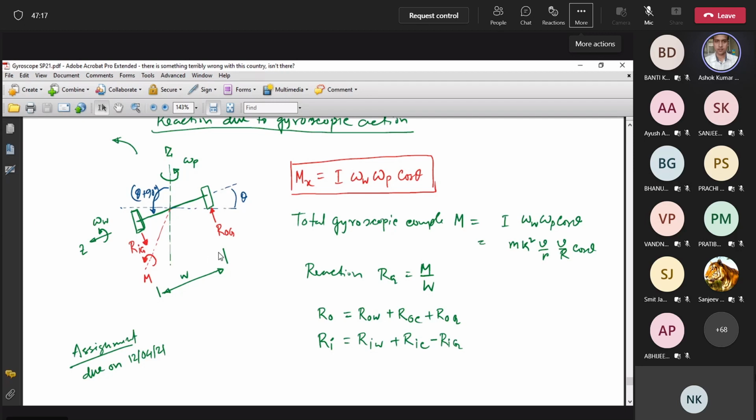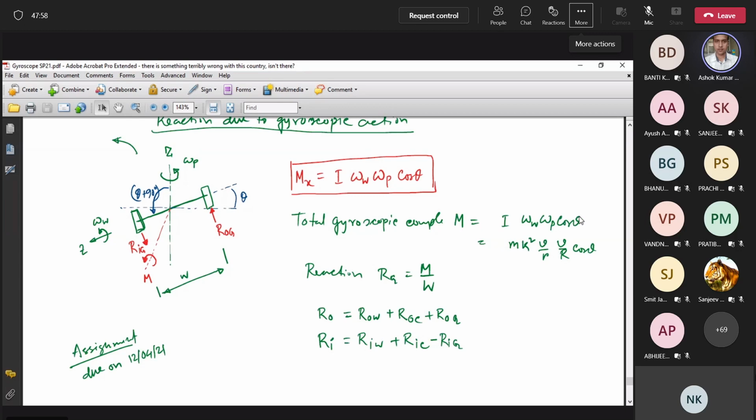That means from outside of this wheel and axle, there should be a couple acting which is equal to this, and that couple must be created by this set of two forces and this set of two forces. So this must be acting in this direction, and this must be acting in this direction. Then only can it create a moment like this. Then the total gyroscopic couple M equals this expression.